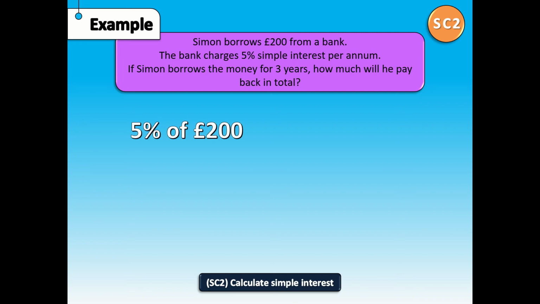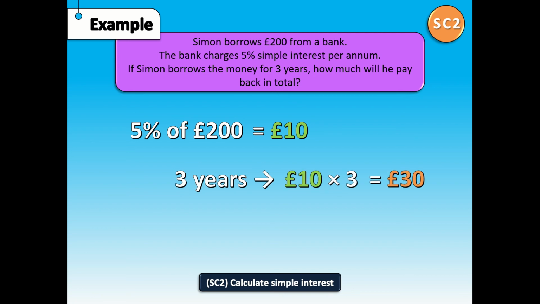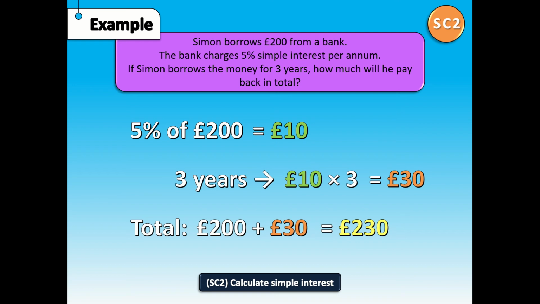So we start by finding 5% of £200. So that's £10. So the bank charges £10 interest per year. So after 3 years, the total amount of interest he'll have to pay is £30. Now he'll also have to pay back the £200 that he borrowed plus the £30 interest. So in total, he needs to pay back £230.